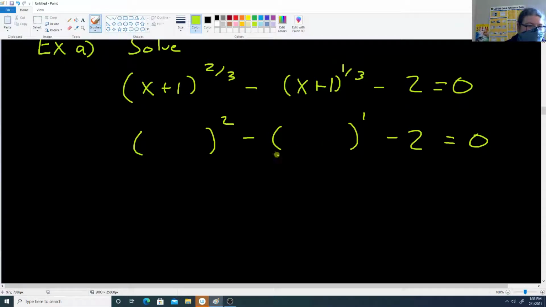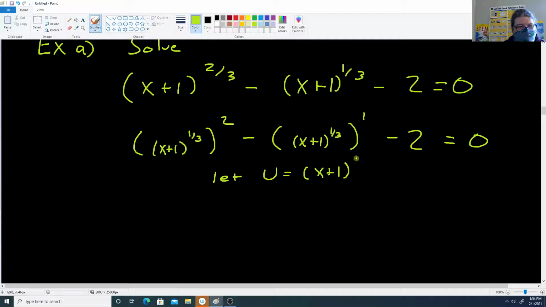So an x plus 1 to the 1/3, if I have an x plus 1 to the 1/3 and I square it, that'll be x plus 1 to the 2/3. If I have an x plus 1 to the 1/3 and it's to the first power, that'll be x plus 1 to the 1/3. So we found the thing that goes in the parentheses, so we're going to visually clean this up by letting the symbol u equal that part in the parentheses. So when we do that, we get u squared minus u minus 2 is 0.